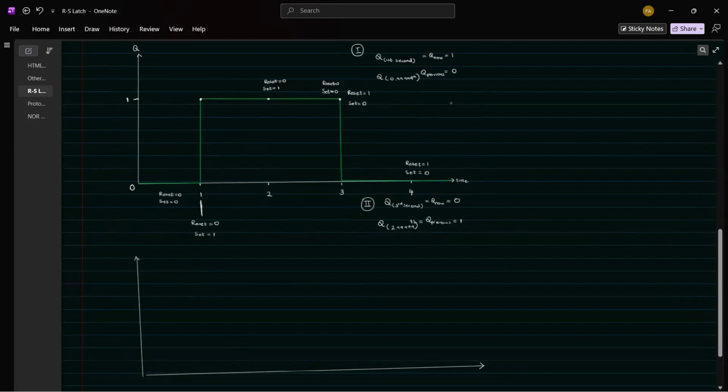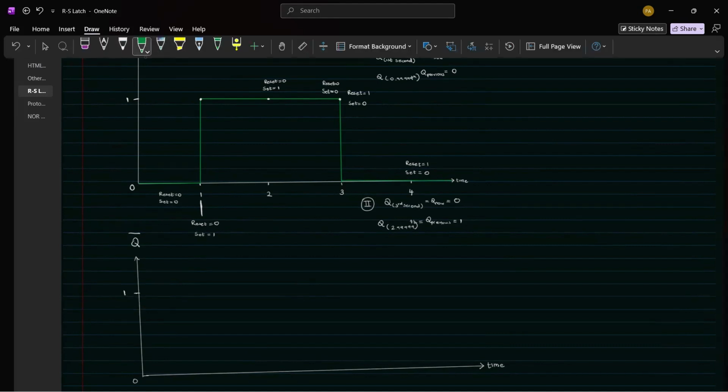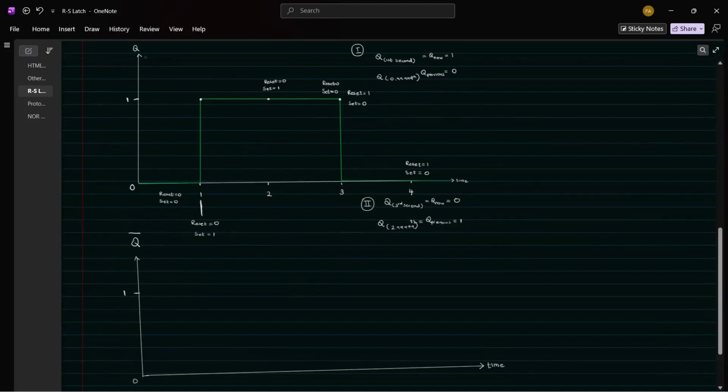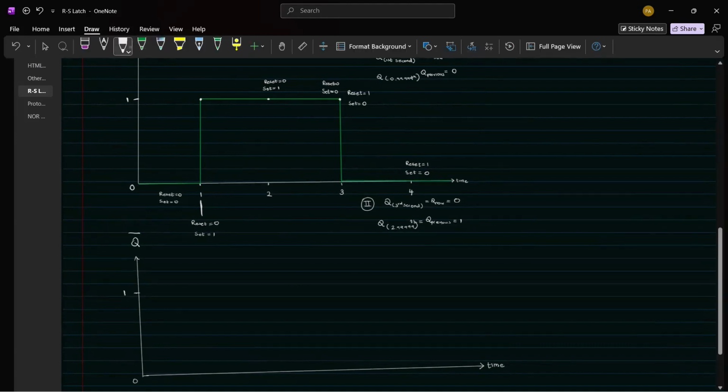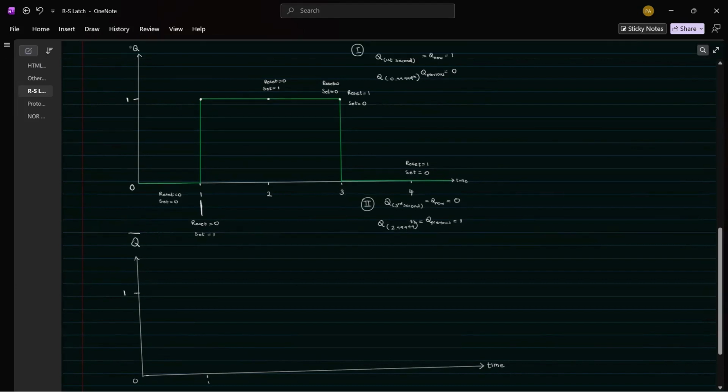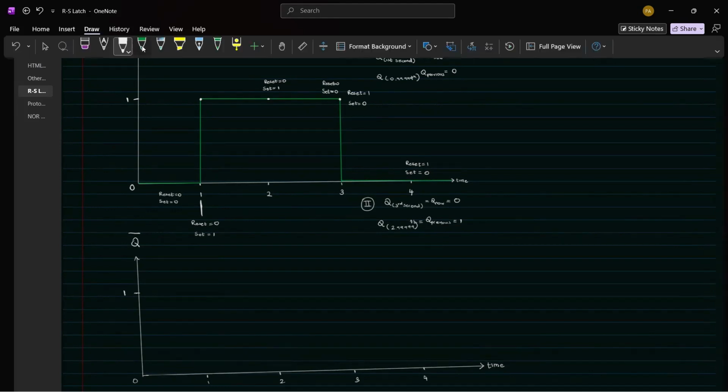So here we have time on the x-axis, and Q bar on the y-axis. Here we have 0 and then 1. What happens to Q bar? Well, let me use the green. Since Q is equal to 0 from 0 to the first second, first of all, let's mark the times here: 1, 2, 3, and then 4. Okay, so Q bar will look something like this.